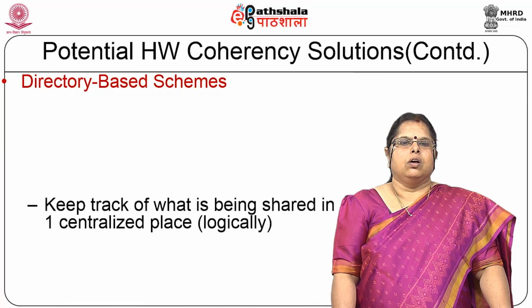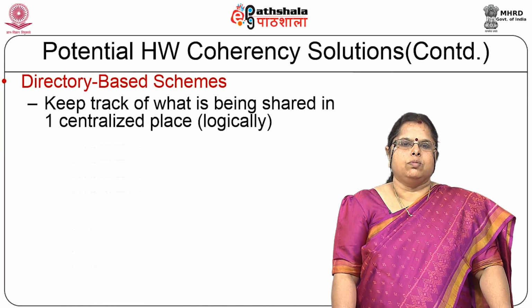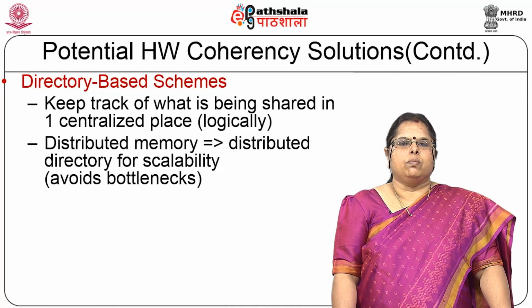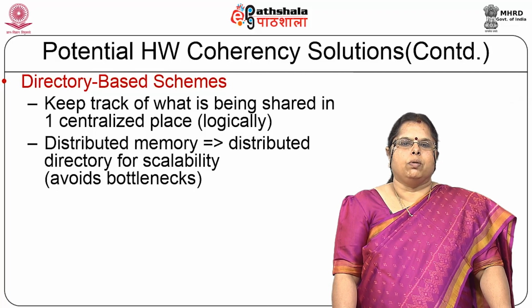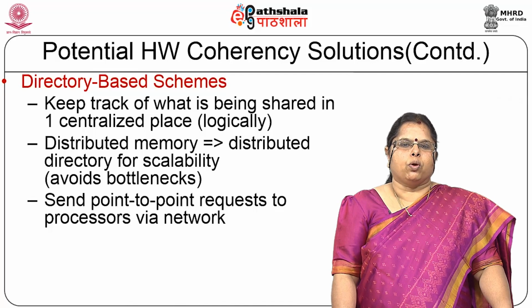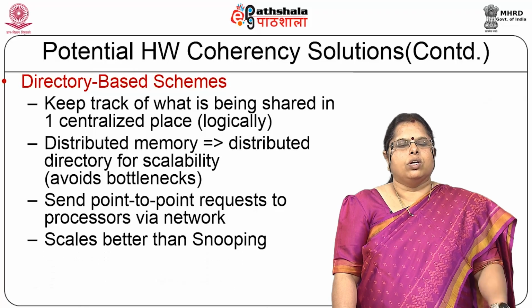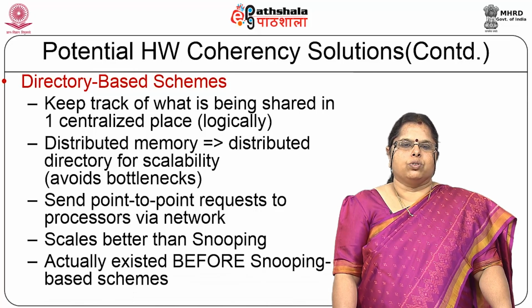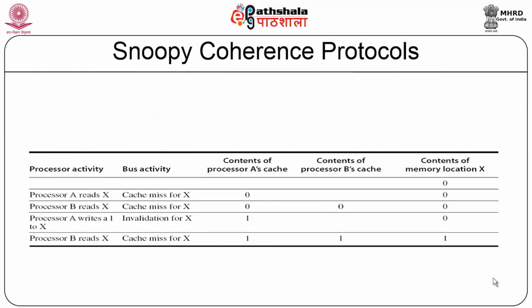On the other hand, directory based schemes keep track of what is being shared in one centralized place, at least logically. So, you have a distributed memory. In the case of a distributed memory, you can distribute the directory for scalability, and you can send point to point requests to processors via the network. So, this method definitely scales better than snoop based approaches. This method actually existed even before the snoop based schemes.